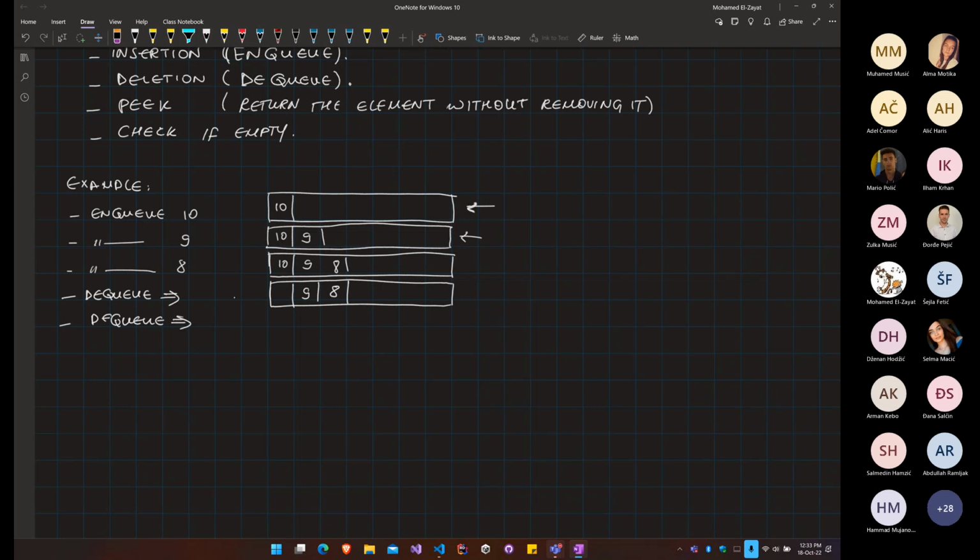So let me just simply show, it kicked out the 10 here. So you will be having something like this, 8, and then the rest of the array. So it will just simply give you 9 here, okay?